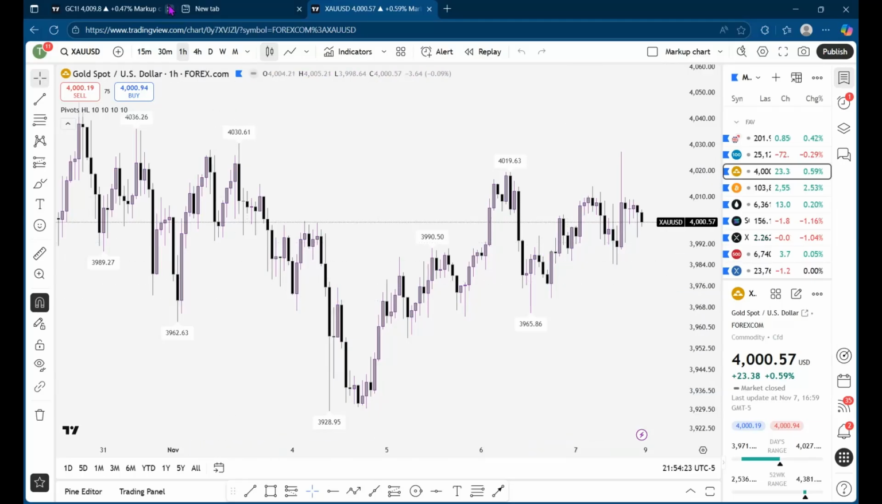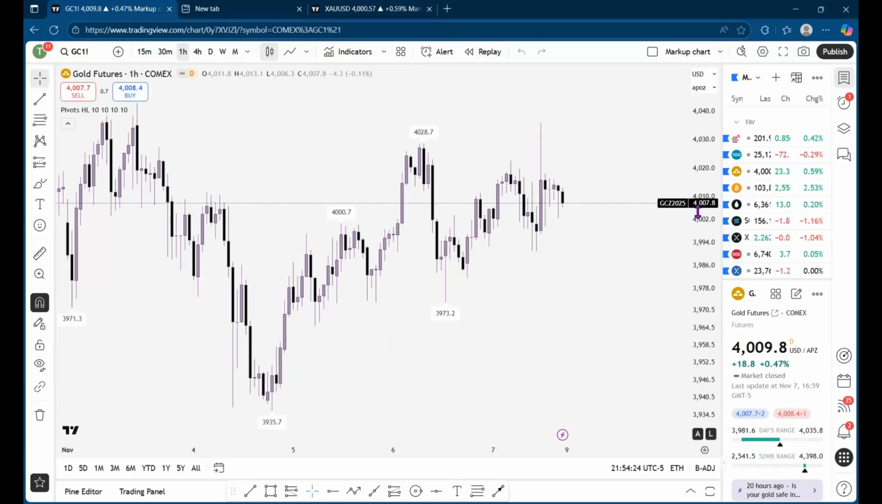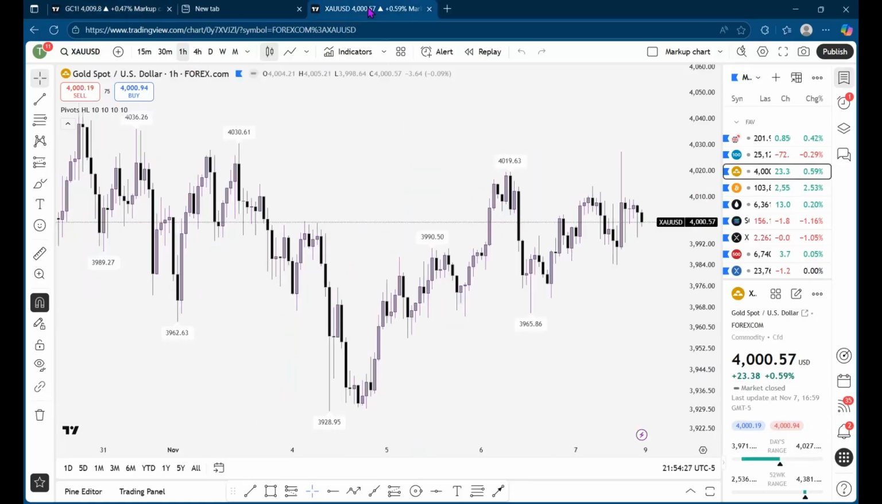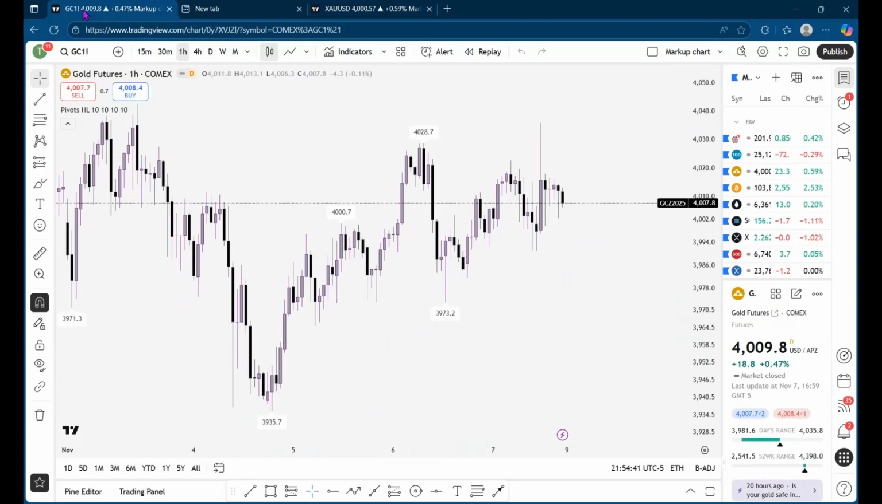So these two different charts, 4,007 and then 4,000.57, two different charts, two different prices currently, same thing, if that makes sense. You're just trading this against the US dollar under Forex. And with futures, you're trading the price of gold itself. You're trading the real asset of gold.